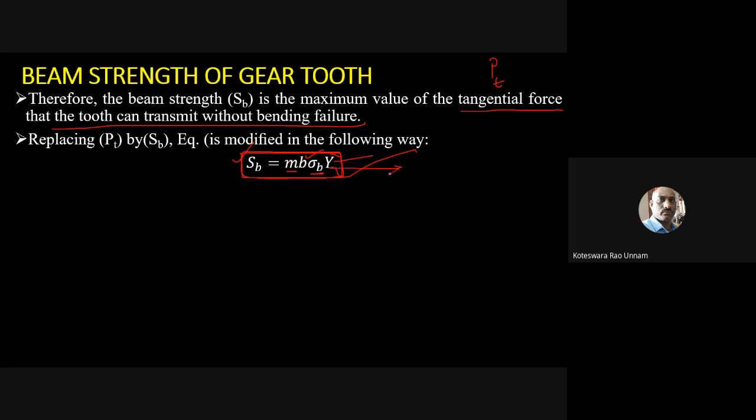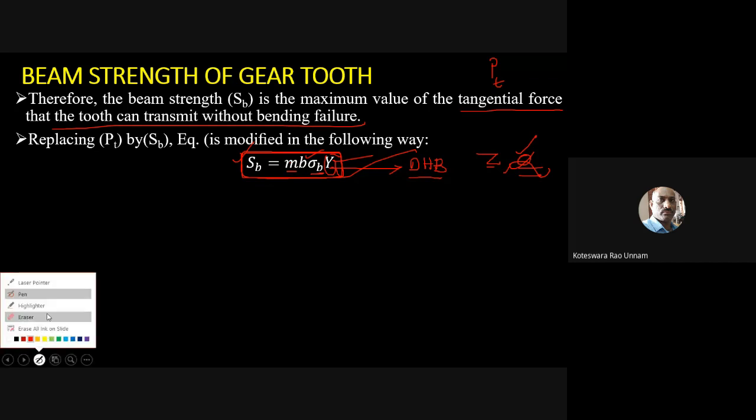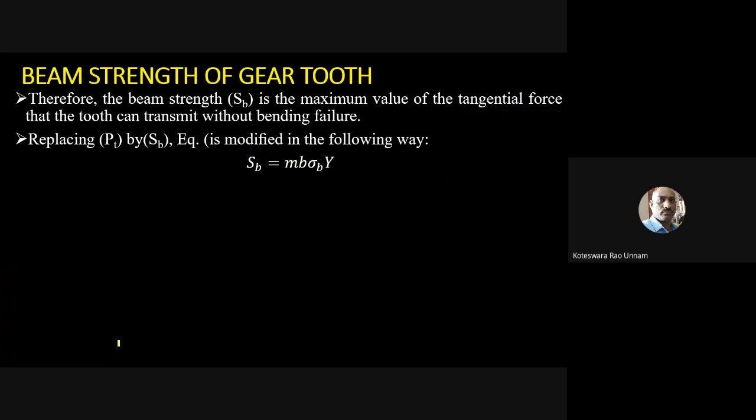Generally this Lewis form factor we pick from the data book. It will be given in the data book depending upon the number of teeth, Z, and pressure angle, phi or alpha. We are taking pressure angle as alpha, so we'll take it as alpha only. Based on the number of teeth, alpha, and type of teeth, whether full depth or stub tooth, we can pick this Y value. Once you get that, you can find out the bending strength, and based on that you can say whether the gear tooth is going to fail or not based on this equation.